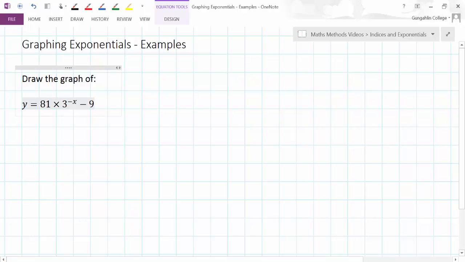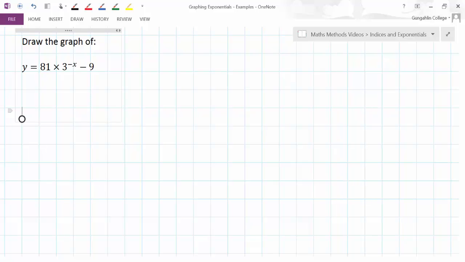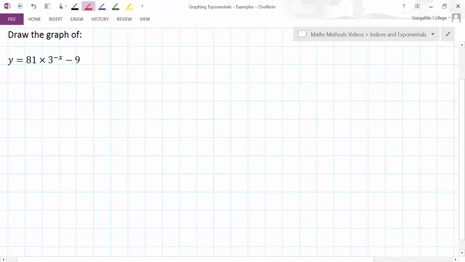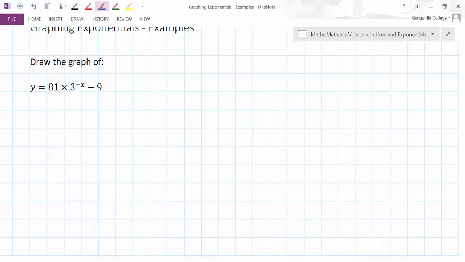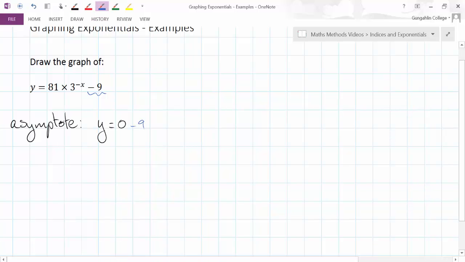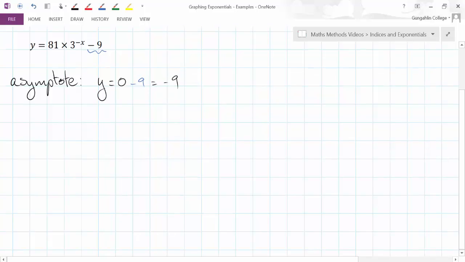Okay, in this final example, we're asked to draw the graph of this exponential function here. Let's think about how each part of this impacts the equation. So, our asymptote. Normally, it's at y equals 0. In this case, we have a minus 9 tacked on the end. So that is going to subtract 9. It's going to lower by 9, which means y equals negative 9 is going to be our asymptote.